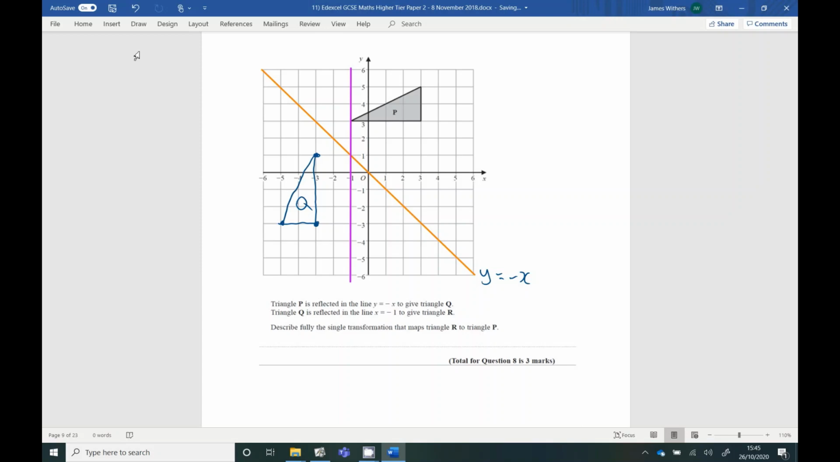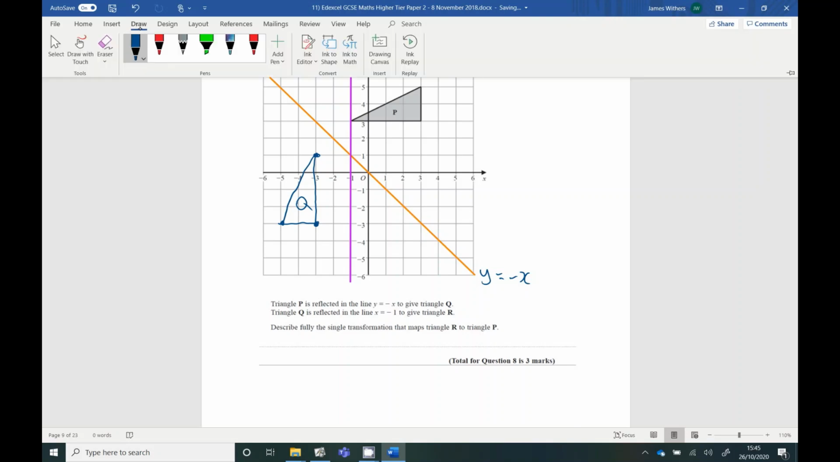Now be very careful, that is the line x equals minus 1. It is parallel to the y-axis, okay, not parallel to the x-axis. All the x coordinates on that purple line are minus 1. So once you've got that in place, it's easy enough just to reflect it across.